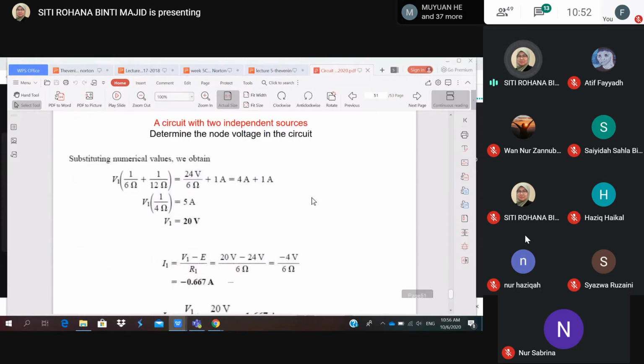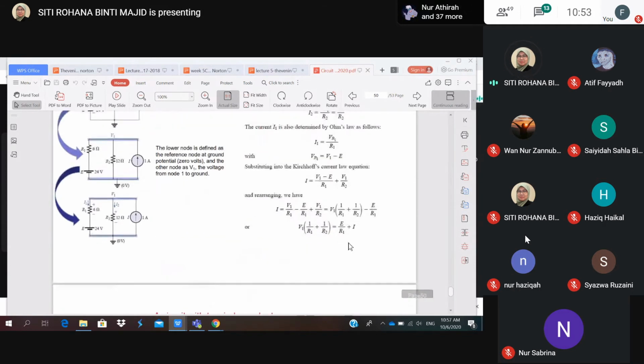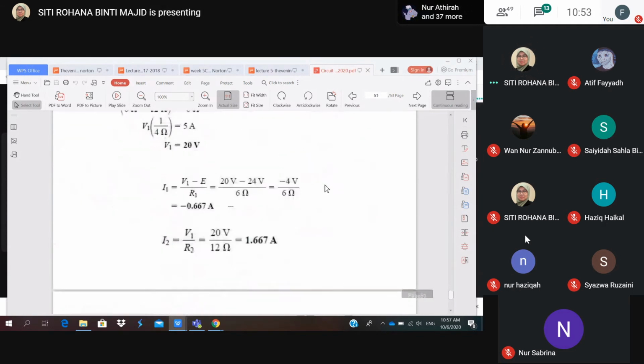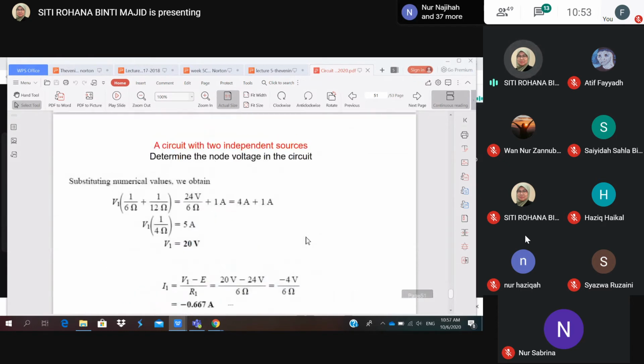Okay, then the next part is about how we want to determine the node analysis voltage using the impedance. So this continues from this part. Okay, then finally you will get I1 and I2 also.